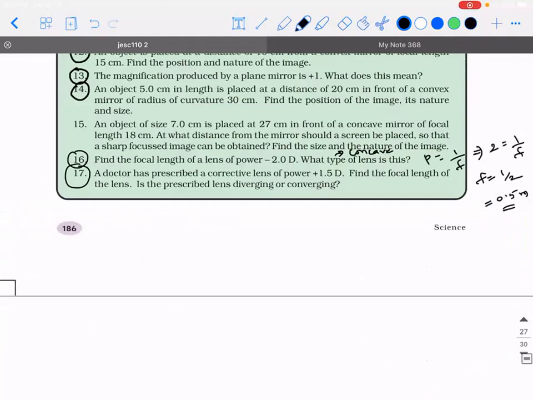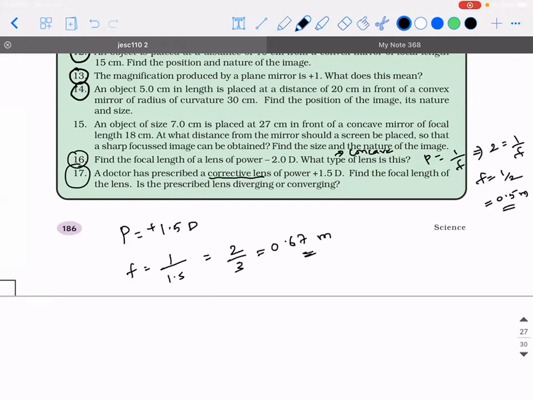Similarly, the 17th one. A doctor has prescribed a corrective lens of power 1.5 diopter. Find the focal length of the lens. Is the prescribed lens diverging or converging? What is the meaning of this corrective lens? You will learn it in the next chapter, the 11th chapter. So power is given as 1.5 diopter and it is positive. So what is going to be the focal length of the lens? Focal length will be 1 divided by 1.5 or 2 by 3, which is going to be 0.67 meter.